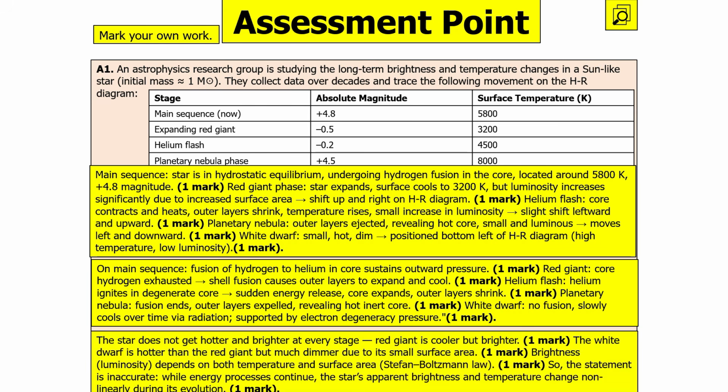pressure. Now the star does not get hotter and brighter at every stage. The red giant is cooler but brighter. The white dwarf is hotter than the red giant but dimmer due to its small surface area. The brightness depends on the temperature and the surface area. So this statement is inaccurate. Whilst energy processes continue, the star's apparent brightness and temperature change non-linearly during its evolution.